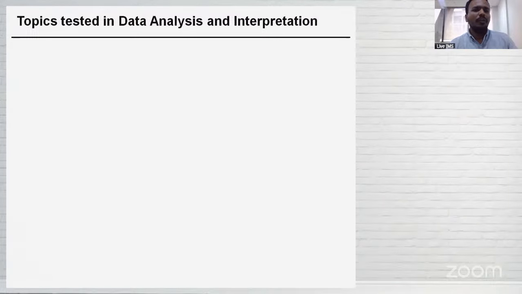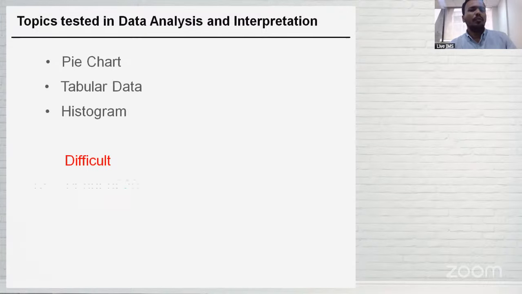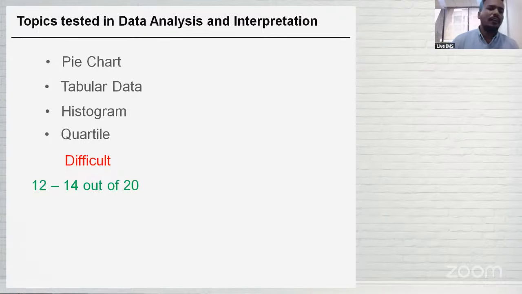Let us talk about the topics tested in data analysis and interpretation. The questions were on pie chart, tabular data, and histogram. This year they have added one question on quartile also. As we said in the beginning, this particular section was on the difficult side. So you can say that 12 to 14 questions out of 20 is considered a good attempt.